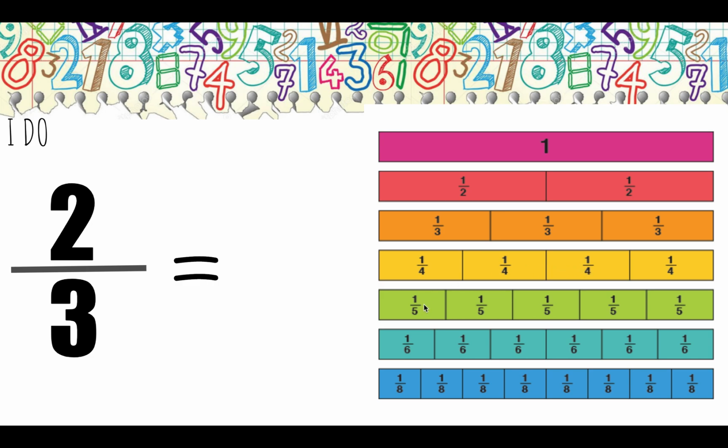1/5 is less than 2/3. 2/5 is less than 2/3, so that doesn't work. 3/5 is less than 2/3. 4/5 is greater than 2/3. So it looks like none of the fractions on my fifth strip will be equivalent to 2/3 either.